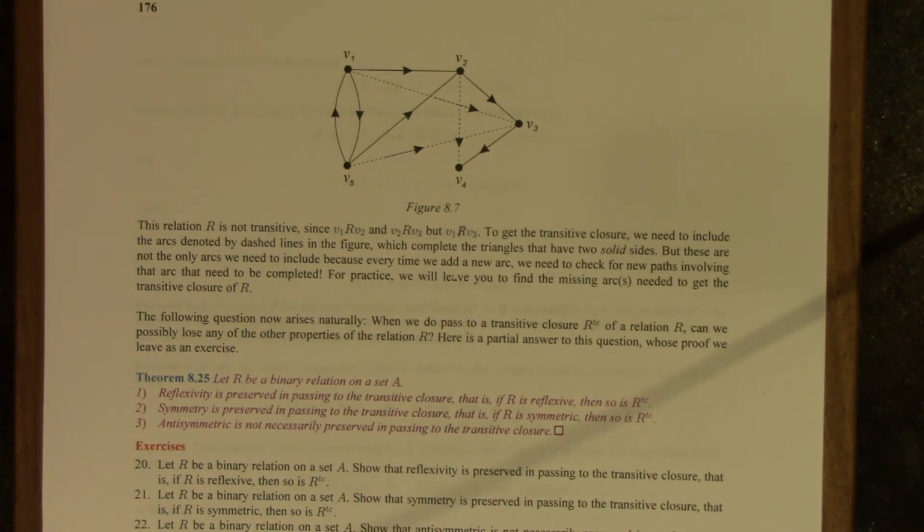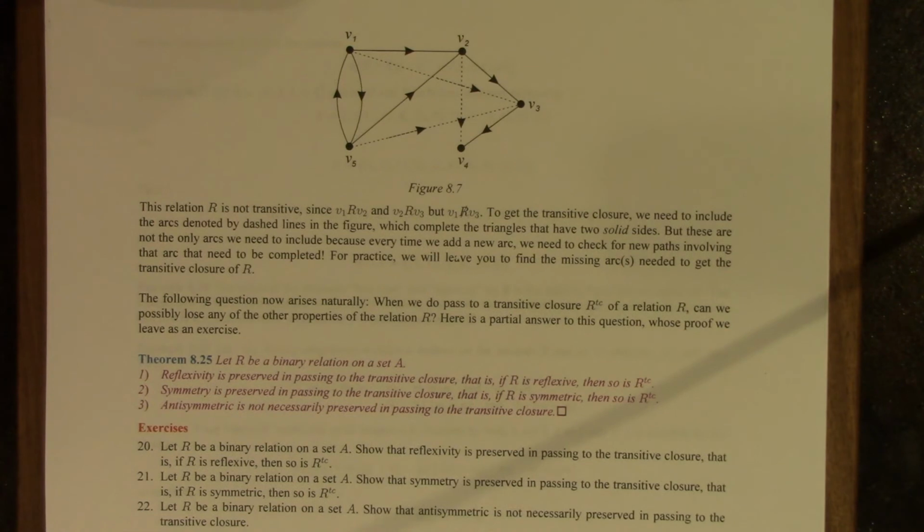We're not done, though. As I said before, the addition of these new arcs is going to cause us to have to reevaluate. Every time a new arc is added, you have to check to see what else then needs to be added. And it may involve that new arc. So it can be a little bit tricky to complete a graph and get the transitive closure.